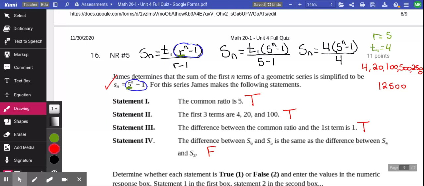Just for the record, it's very rare for the difference to be the same when you're doing ratios. Ratios is multiplying, right? So the difference shouldn't be the same every time. That was true, true, true, false.